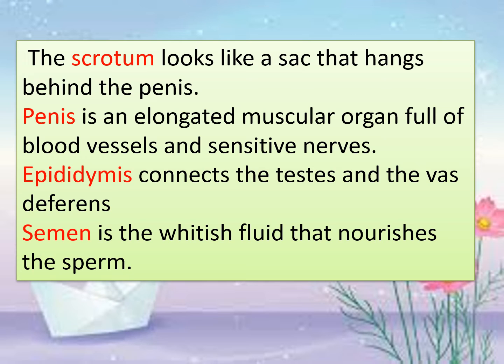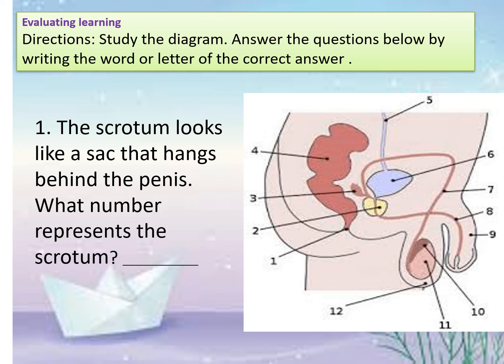Epididymis connects the testes and the vas deferens. Semen is the whitish fluid that nourishes the sperm. So, study the diagram and answer the questions below by writing the word or letter of the correct answer. Number 1, the scrotum looks like a sac that hangs behind the penis. What number represents the scrotum?